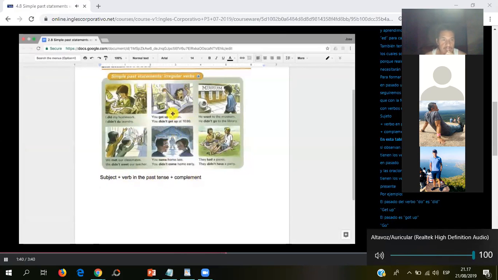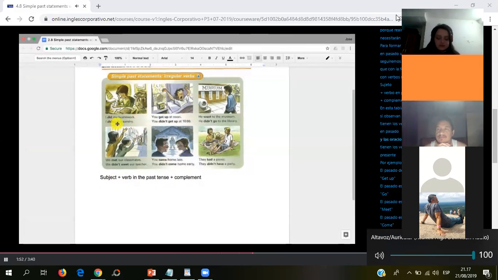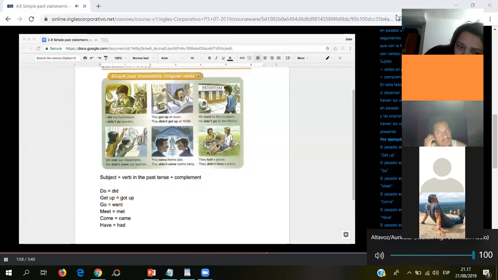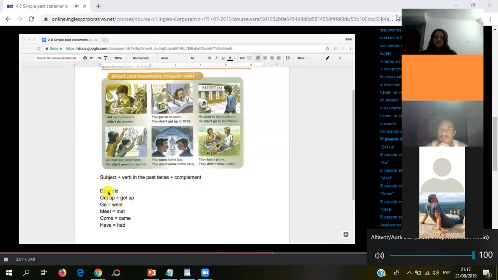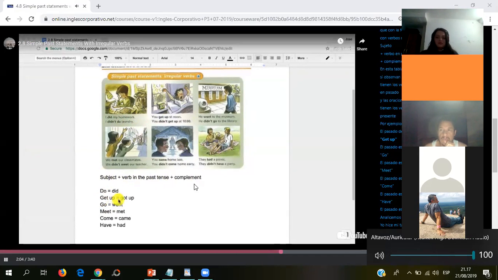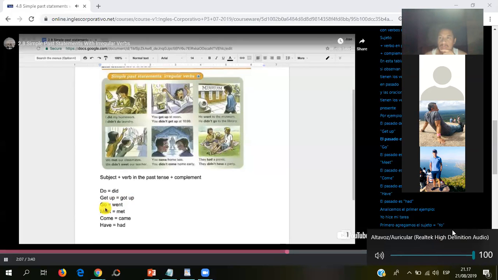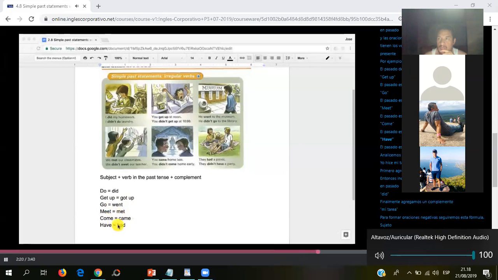On this chart, you can see a few examples. If you notice, the positive statements have the verbs in the past tense, and the negative statements have the verbs in the present tense. For example, the past of the verb do is did, get up, the past is got up, go, the past is went, meet, the past is met, come, the past is came, have, the past is had.